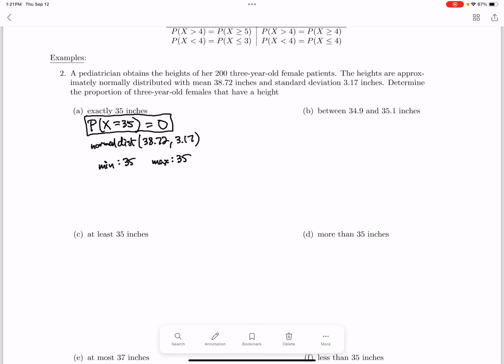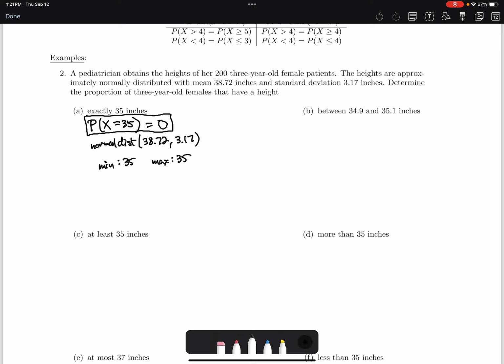Part B asks for the probability that x is between 34.9 and 35.1.